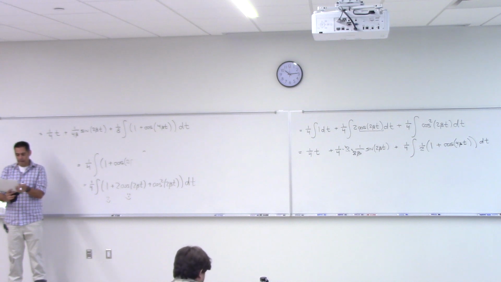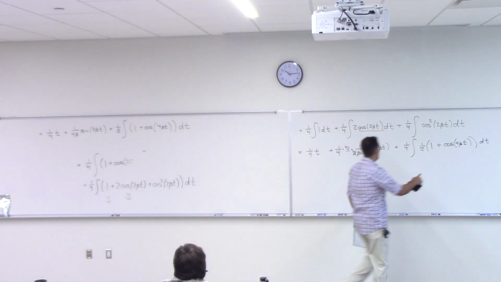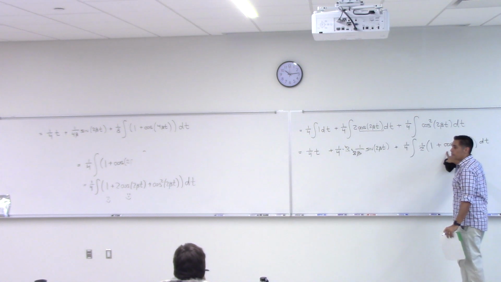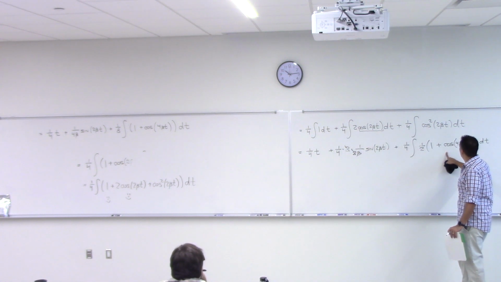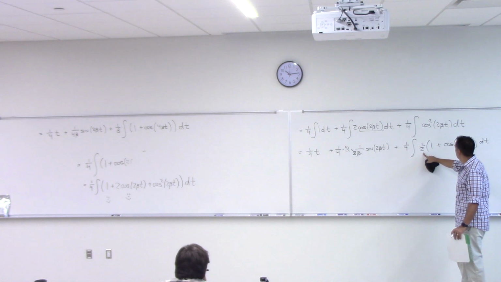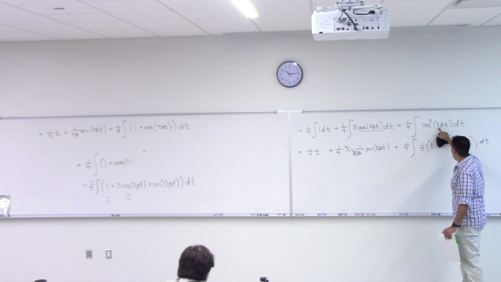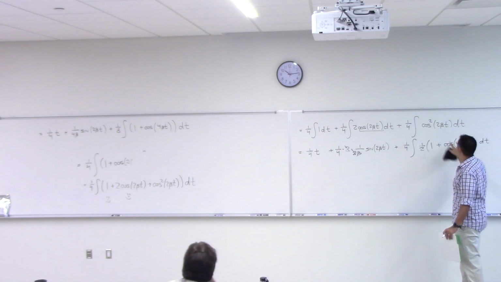Yes. Can't be 2. Yes, I'm taking that and multiplying by 2. So when I multiply that times 2, I just get 4 beta t.